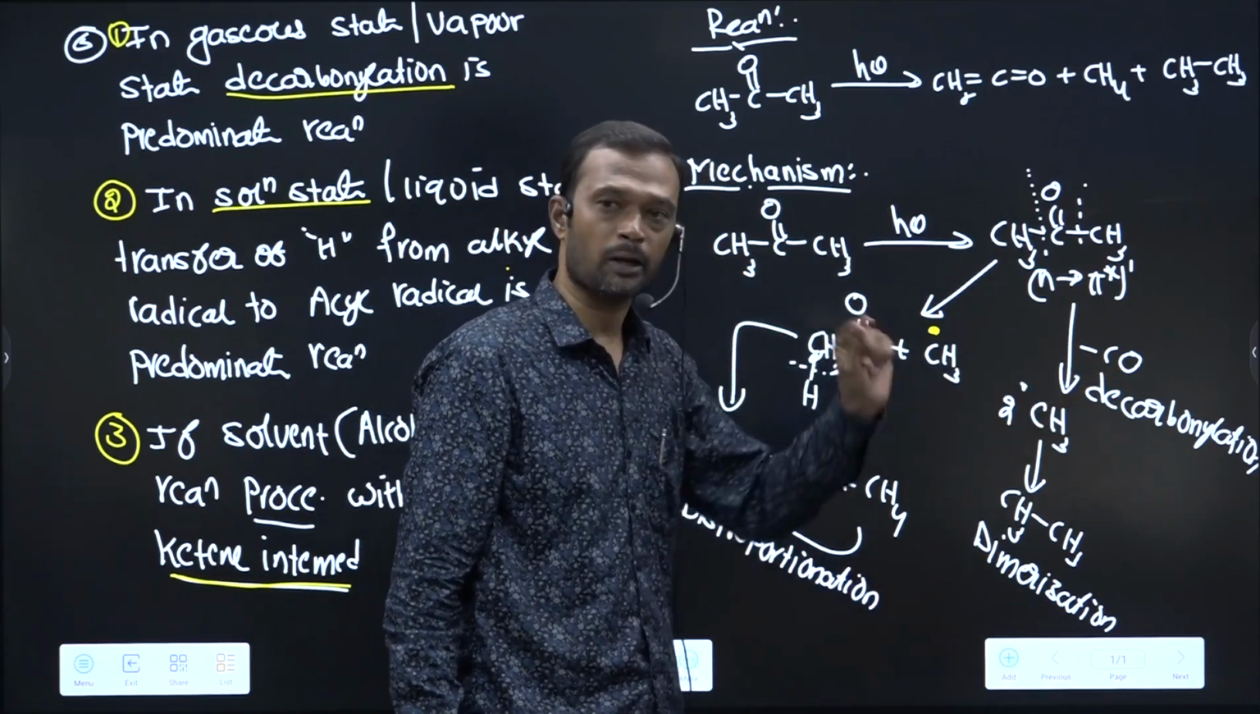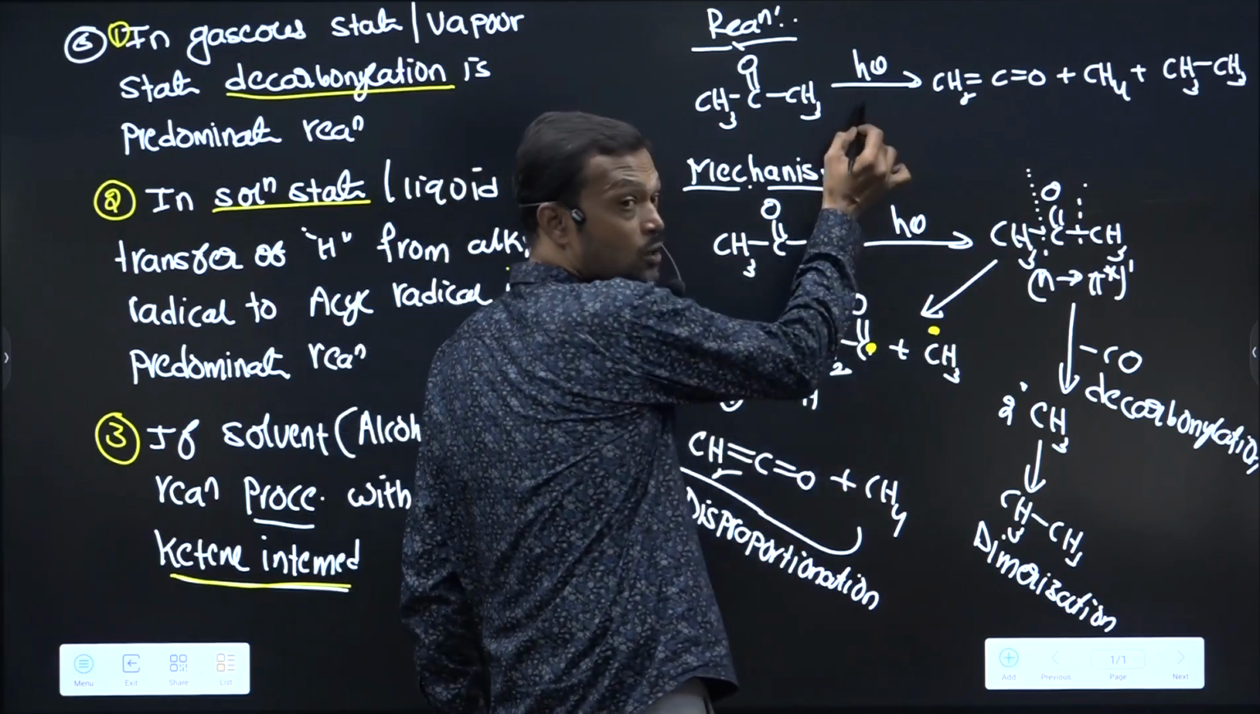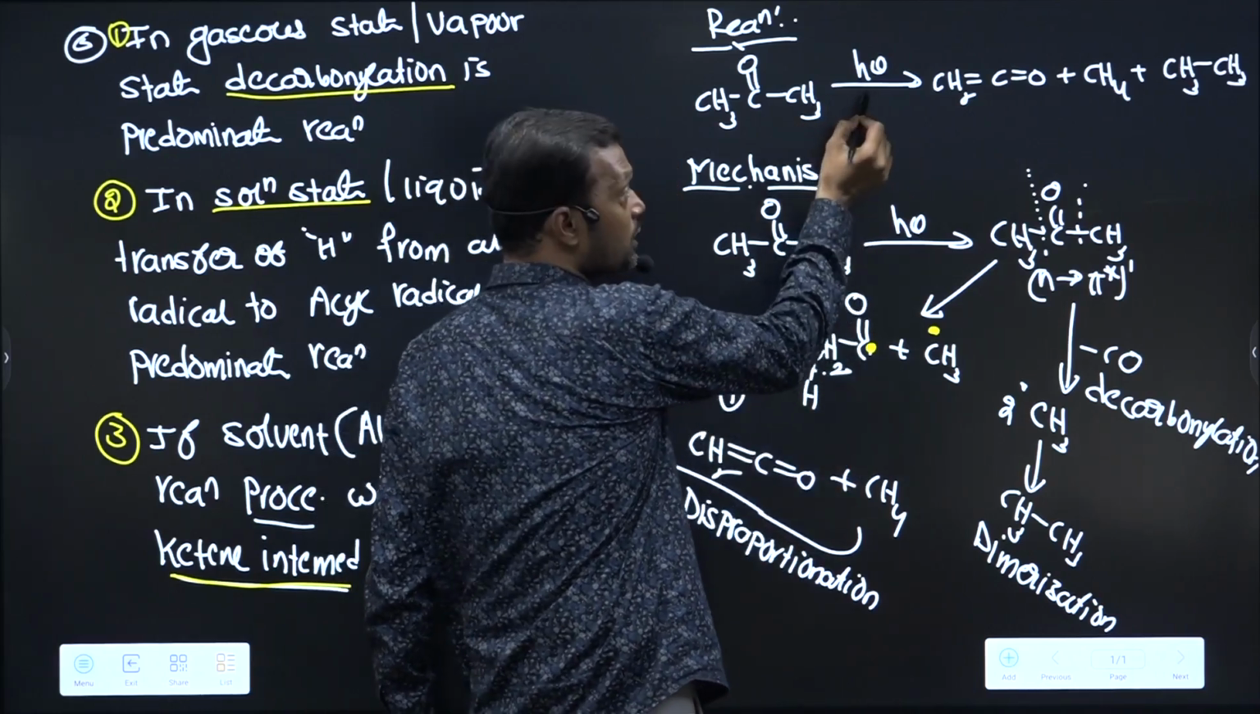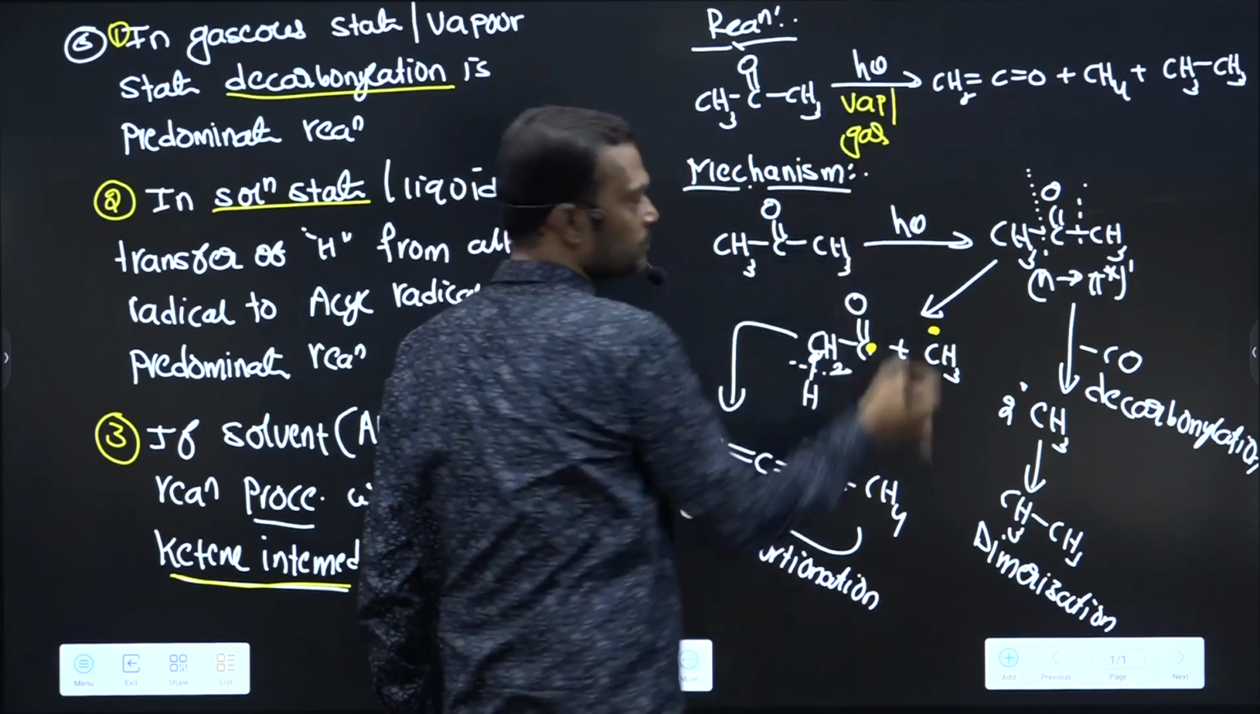Loss of CO is a primary fragmentation. When vapor state is mentioned, see, if the physical state is not mentioned in your exam, try to take the vapor phase, otherwise the gaseous phase.